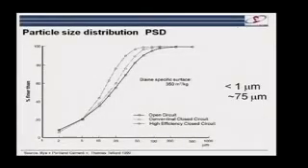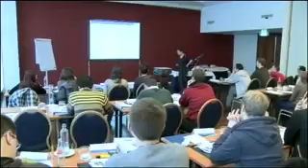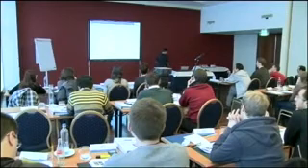And you see, depending on how you do your milling, either you do an open circuit where you just grind the whole lot and keep it all together, or you do what's called a closed circuit where you recirculate the larger particles and grind them again, and in this way you can get broader or narrower particle size distributions.